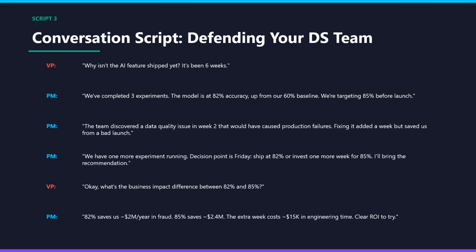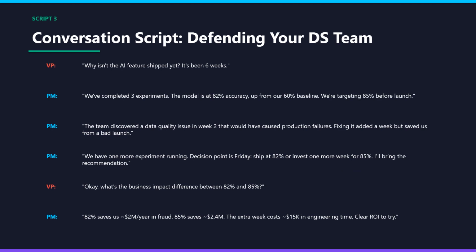So you are showing progress, not making excuses here. Then, the team discovered a data quality issue in week two that would have caused production failures. Fixing it added a week, but saved us from a bad launch. You're framing the delay as risk mitigation. And then we have one more experiment running. Decision point is Friday. Ship at 82% or invest one more week for 85%. I'll bring the recommendation. You are giving a clear timeline and decision point.